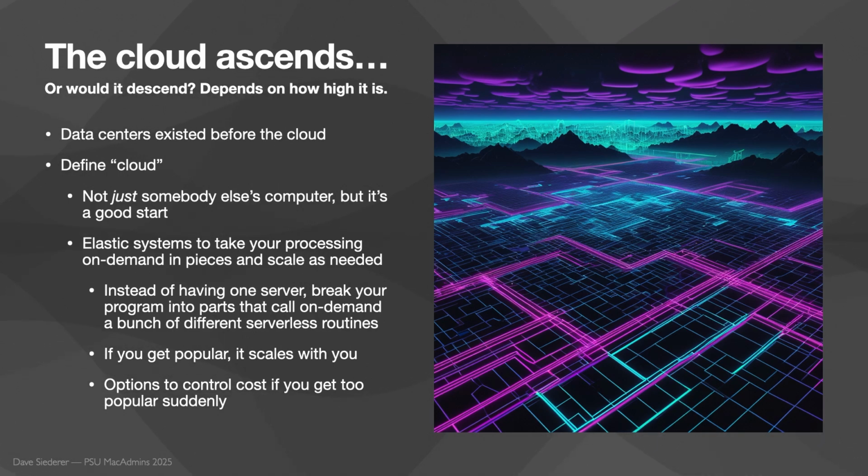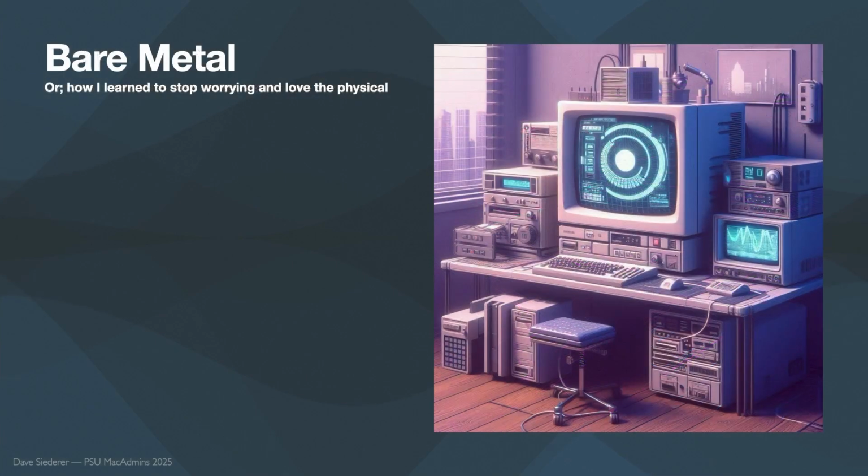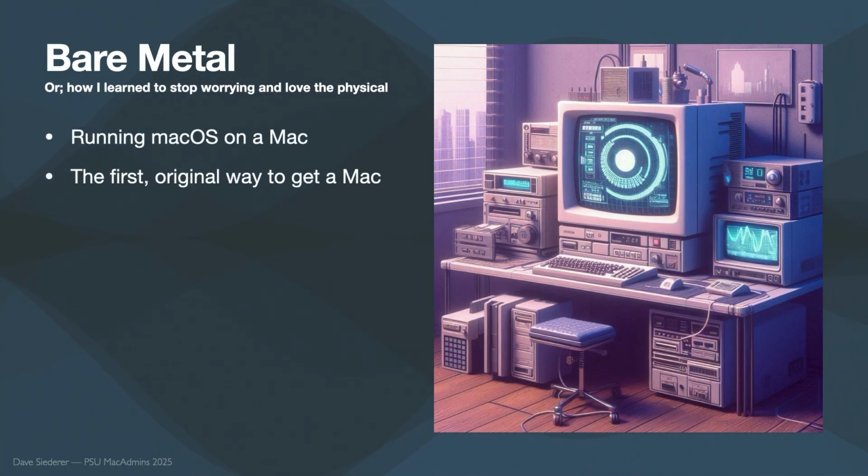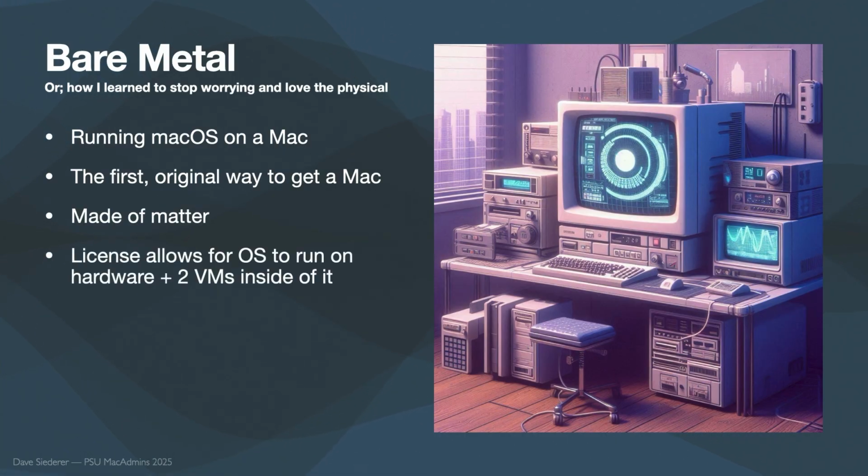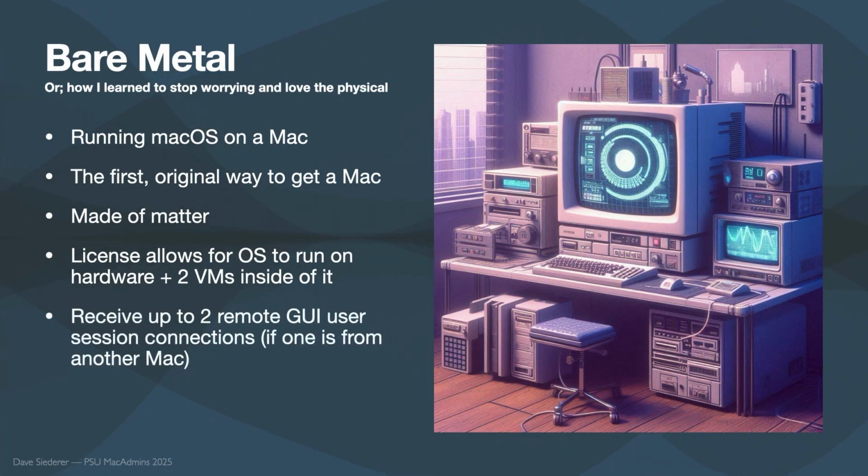But I want to take things back to the basics first. This is, of course, I'd say probably about 90% of this room has one of these in front of them, a bare metal Mac. You're running macOS on a Mac. It's the first original way to get a Mac. Those Macs are made of matter. Very simple. The license from Apple for macOS does include the ability to run 2 virtual machines, and we'll get to that in just a bit, along with up to 2 remote GUI sessions.